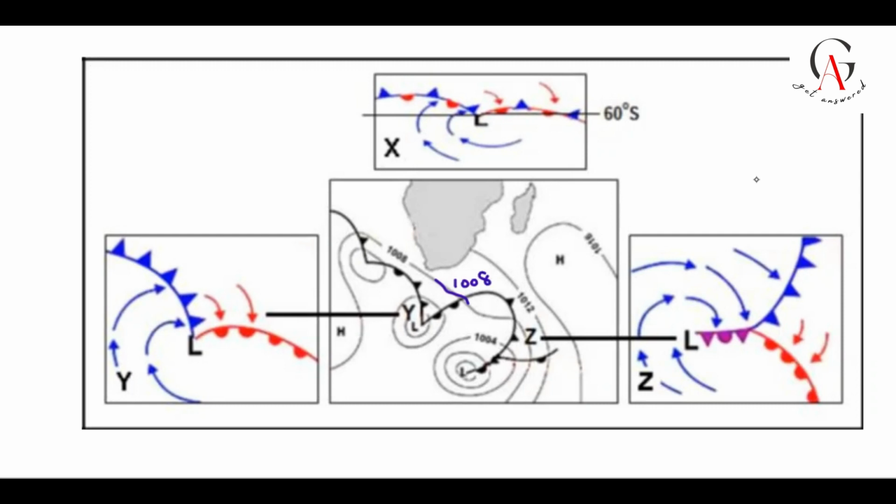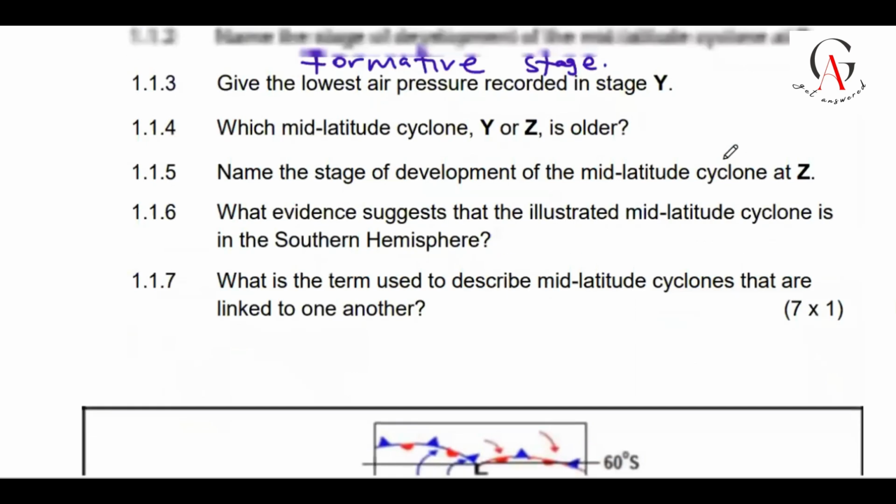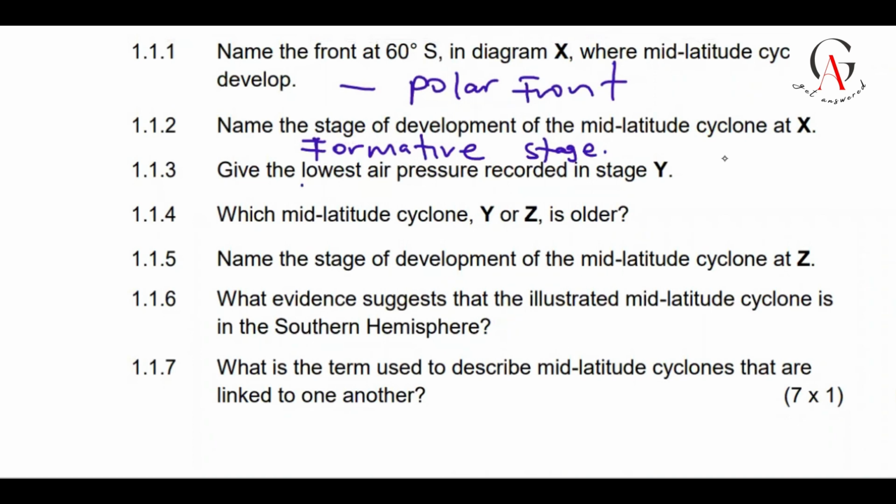and since this is a low pressure cell, we know pressure decreases towards the center. If this is 1008, you can see 1008 here. This is 1004 if we refer to this, and this one is going to be 1000. So it shows that pressure is decreasing from 1008 to 1004 to 1000 HPA or MB. So our answer for this case is going to be 1000 HPA or MB. All right.